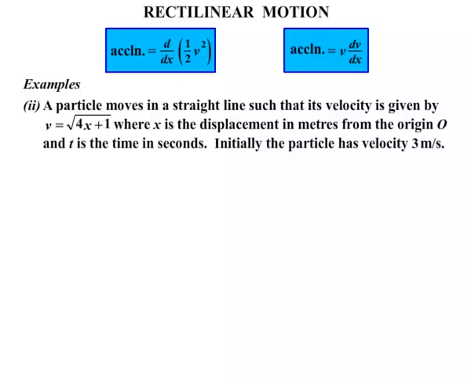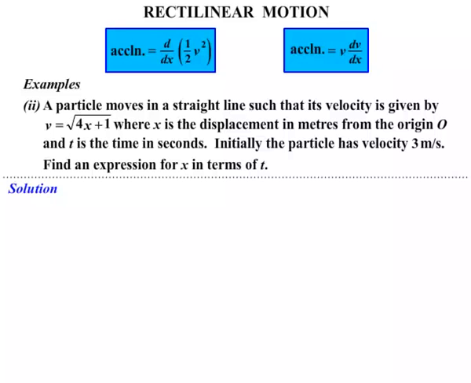The next example, a particle moves in a straight line such that its velocity is given by v equals the square root of 4x plus 1, where x is the displacement in meters from the origin O and t is the time in seconds. Initially, the particle has velocity 3 meters per second, and we're asked to find an expression for x in terms of t. Let's consider the solution then.